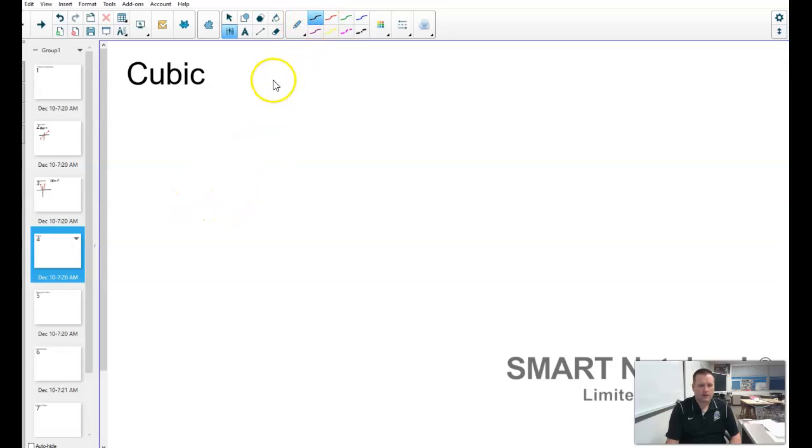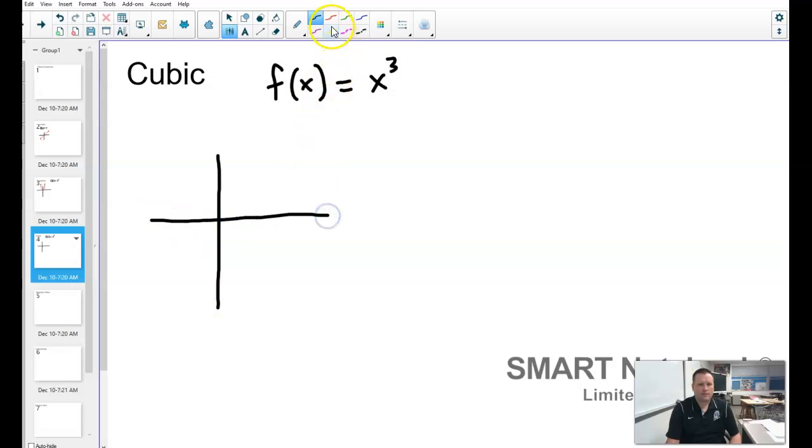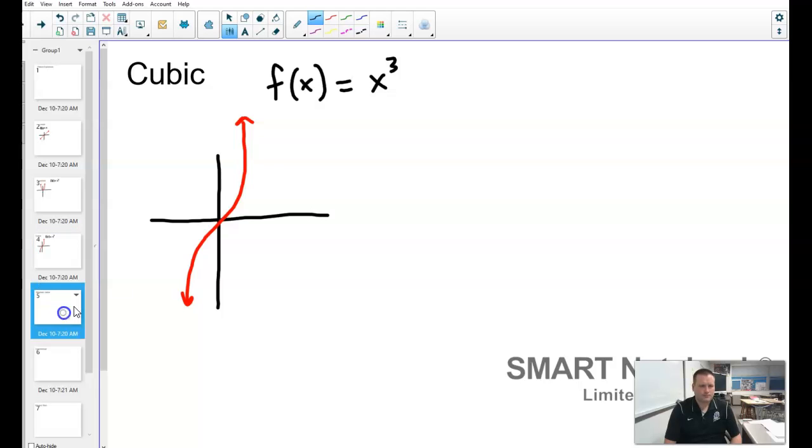Next one is a cubic. The equation's really easy. A cubic is just x cubed. And the graph of this parent equation looks like so. It's going to start down here, come through the middle, and then wind back up there, and it'll go on forever. This is moving up and right. This is moving down and left as well. So that's a cubic. There's my equation, and there's my graph for that as well.